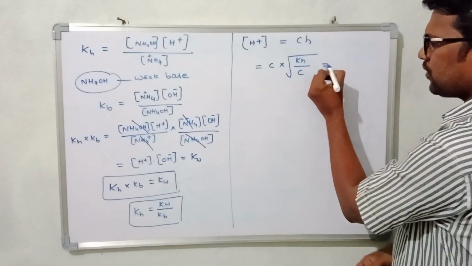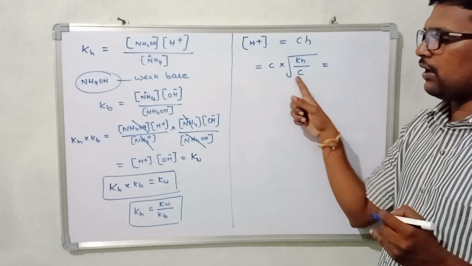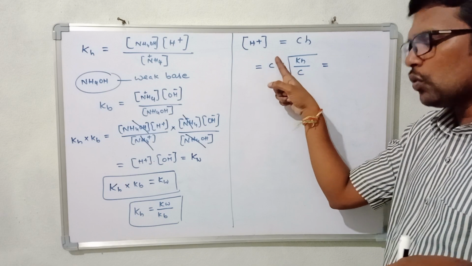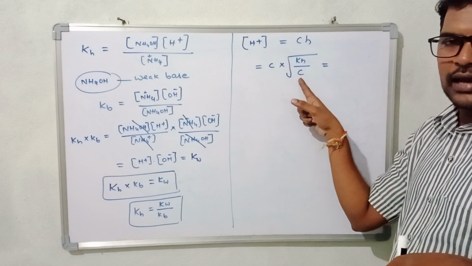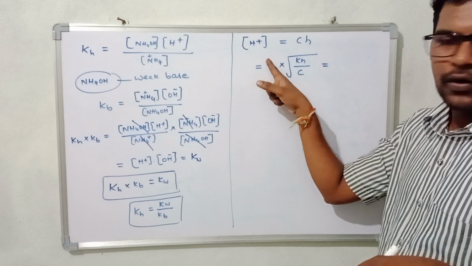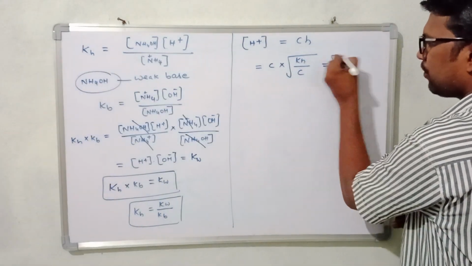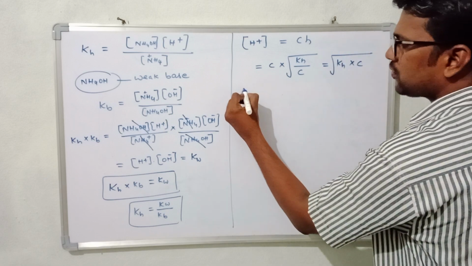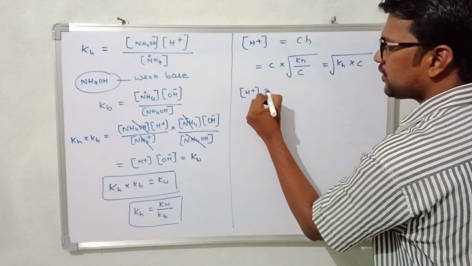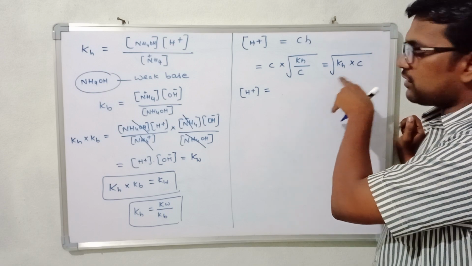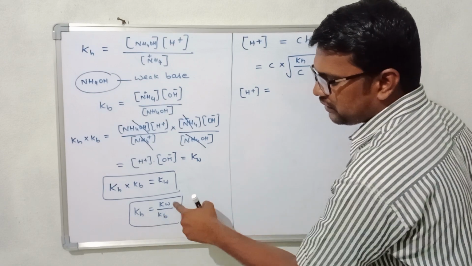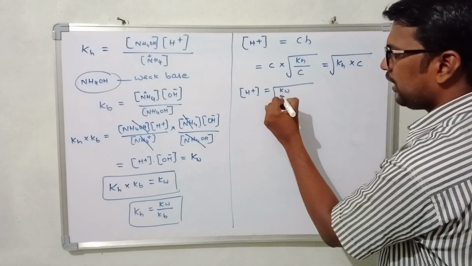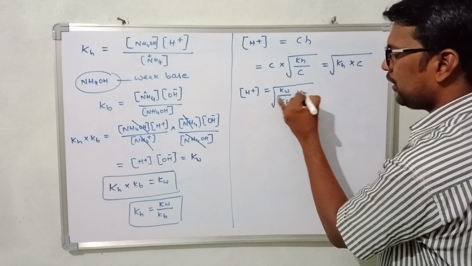Now we see root C is present in the denominator and C is present in the numerator. In place of C we write root C into root C, so one root C can be cancelled and one root C remains: root C into root Kh. In place of these two we can write root of Kh into C. It is the H+ concentration. Now H+ is equal to root of Kh into C, and in place of Kh we take Kw by Kb, so it can be written as H+ equal to root of Kw by Kb into C.